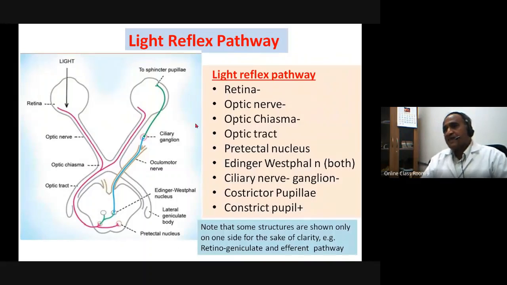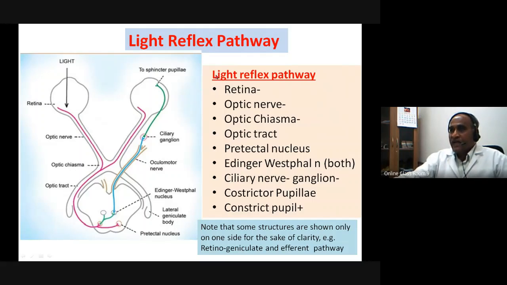Light reflex, as I have mentioned, when a light is shown on one eye, there is a constriction of the pupil on the same side as well as the opposite side. That means both the pupils constrict. Now, what are the pathways?